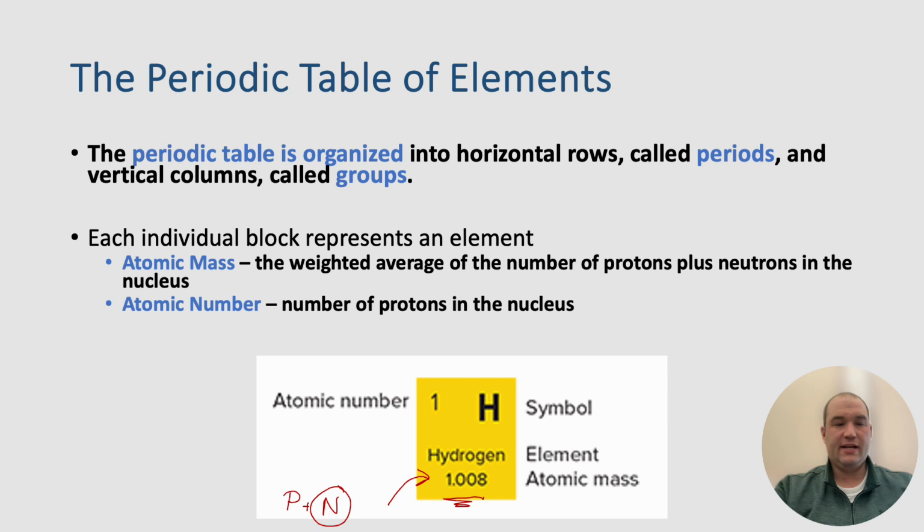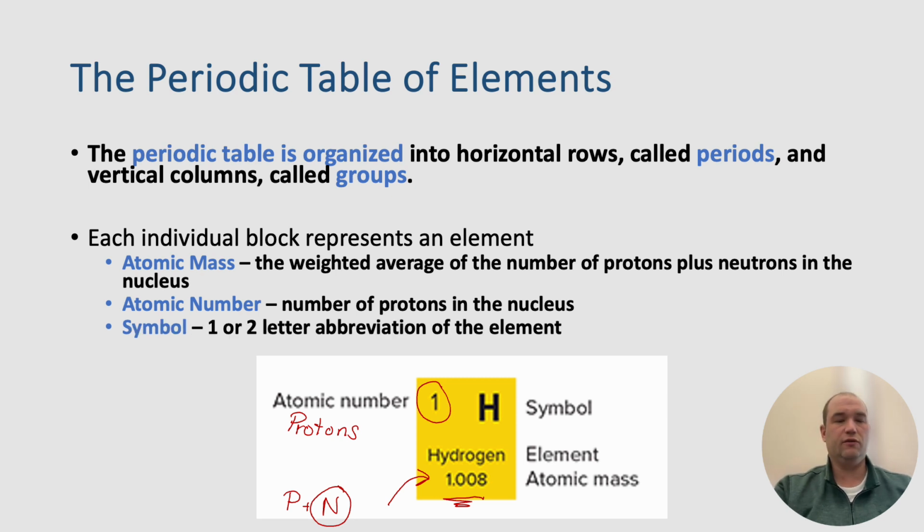The other thing we can look at is the atomic number. The atomic number tells us the number of protons that are found in this element. So hydrogen's atomic number is 1, therefore it has 1 proton. Helium is 2 protons. Lithium, 3 protons. Beryllium, 4 protons, and so on and so forth.